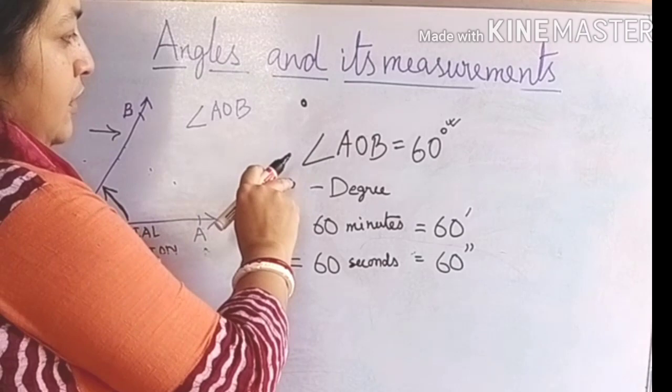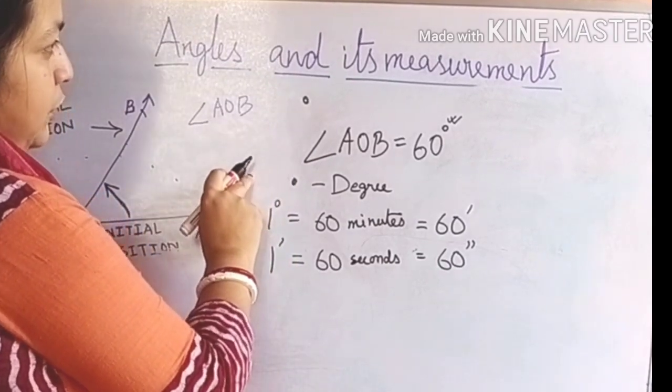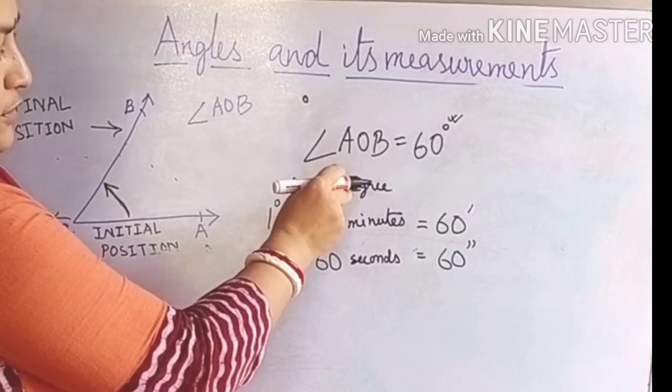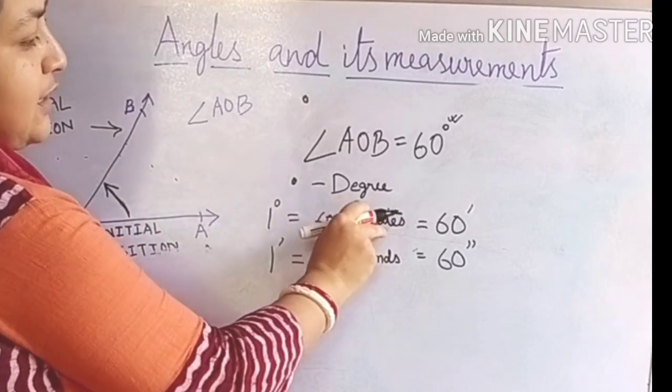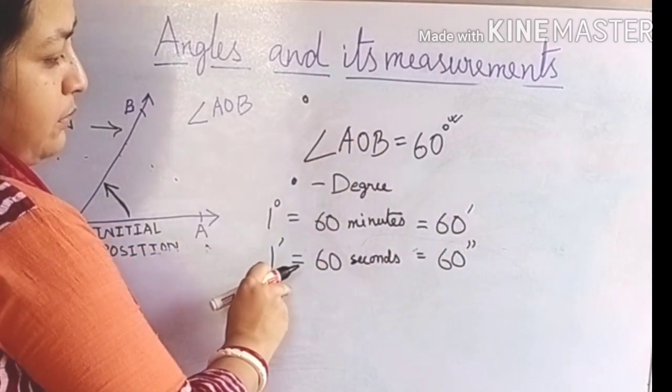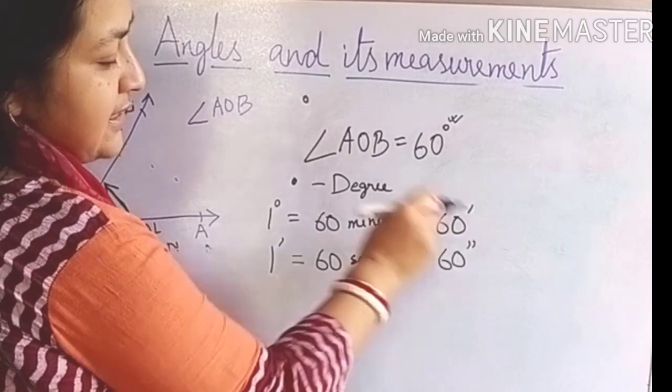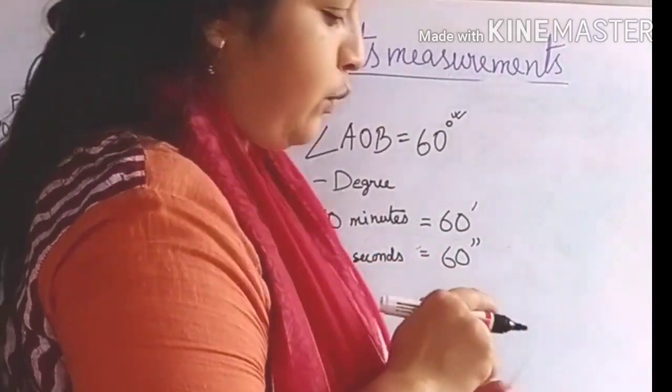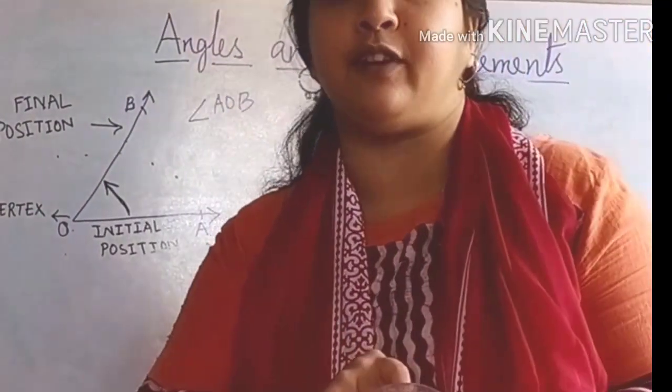So what did we learn? The unit by which we measure an angle is called degree. 1 degree is equal to 60 minutes and 1 minute is equal to 60 seconds. Now we will learn the types of angles.